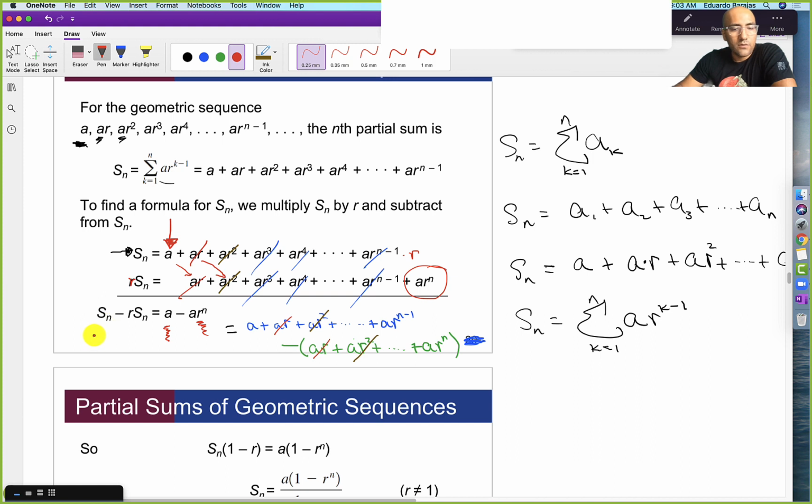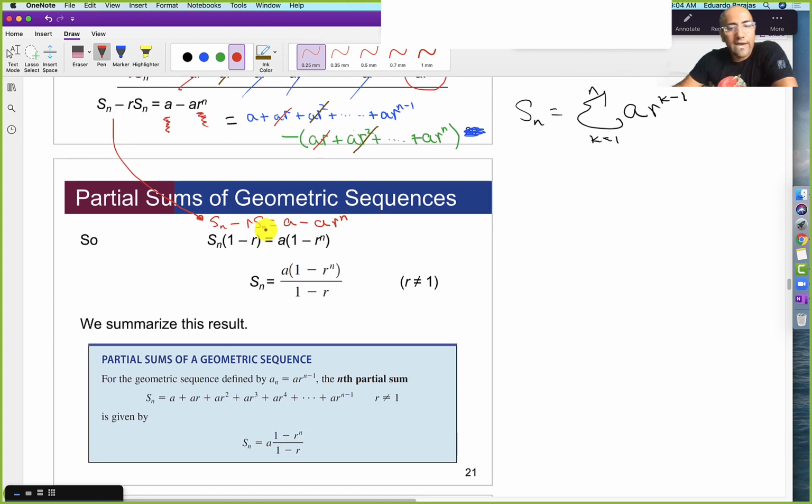Good. So rewriting it here, s sub n minus r s sub n equals a minus a r to the nth power. And I'm just taking that and putting it right over here.